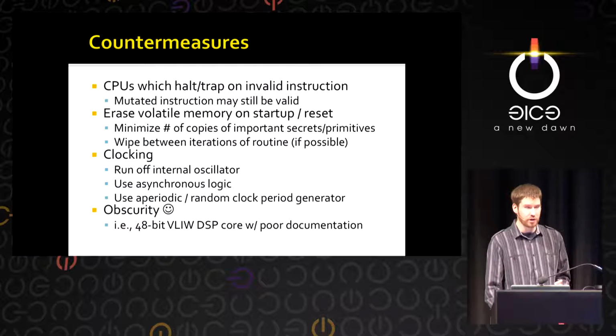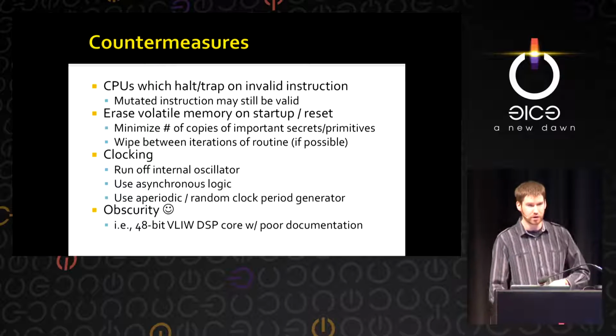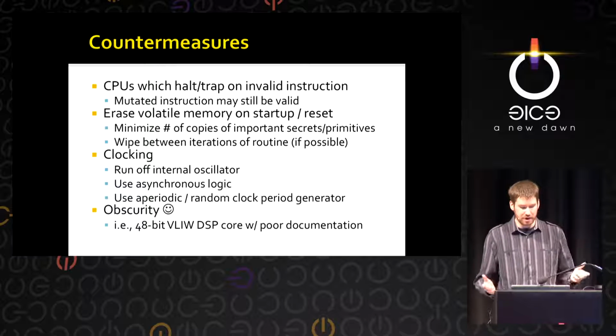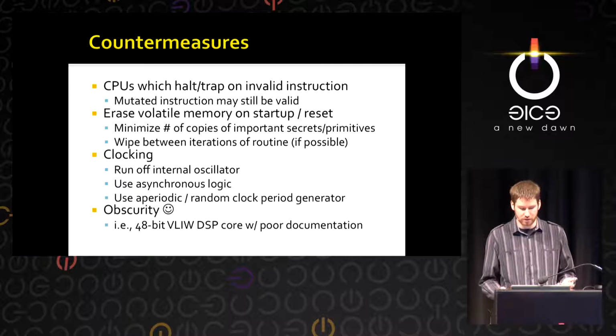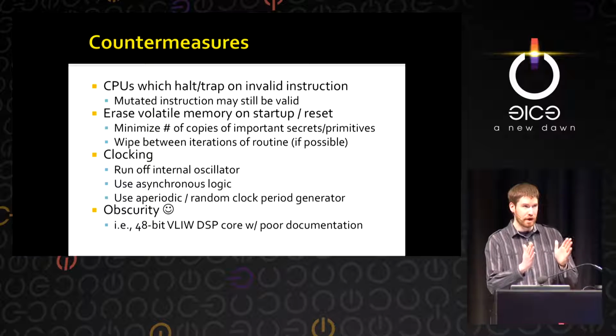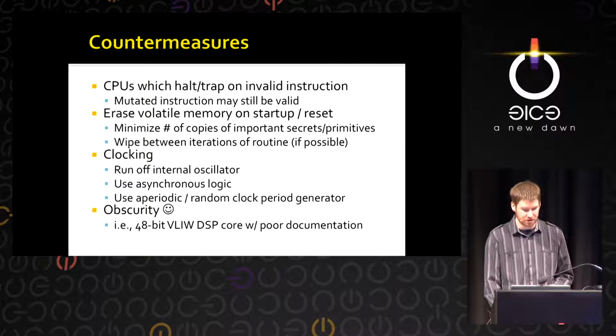So clocking, when you're clocking the device, you could use a device that runs off an internal oscillator. So it just ignores the clock pin from the outside world. So that pretty much would cut off any clock glitching attacks. You could use asynchronous logic wherever you could. So if something didn't need to be clocked by a clock signal, then don't. And finally, you could use aperiodic or random clock period generation, which is where the actual clock period is changing between cycles, so it's unpredictable in terms of the timing.